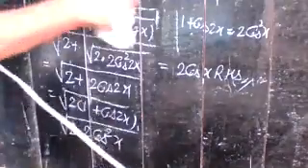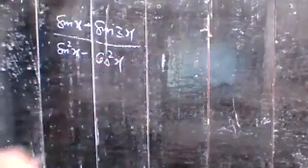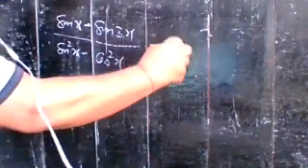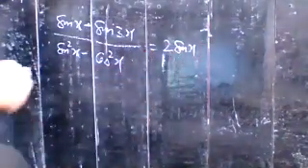Now next question. Prove that sin x minus sin 3x upon sin square x minus cos square x is equal to 2 sin x.